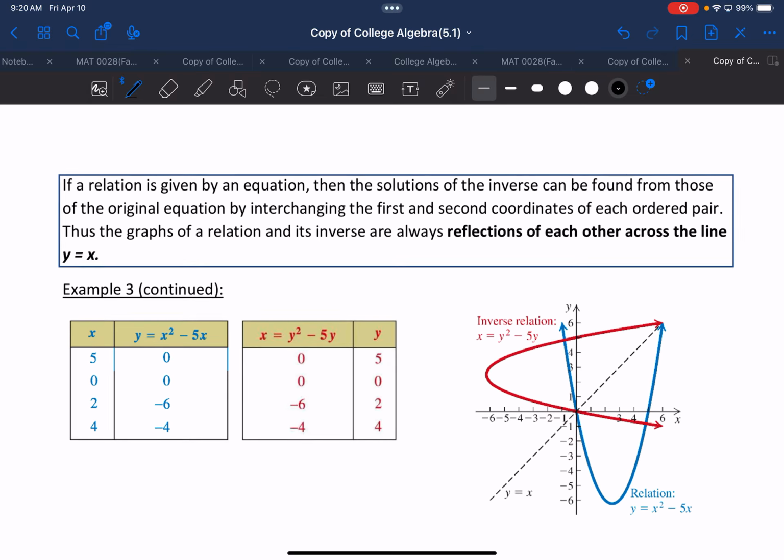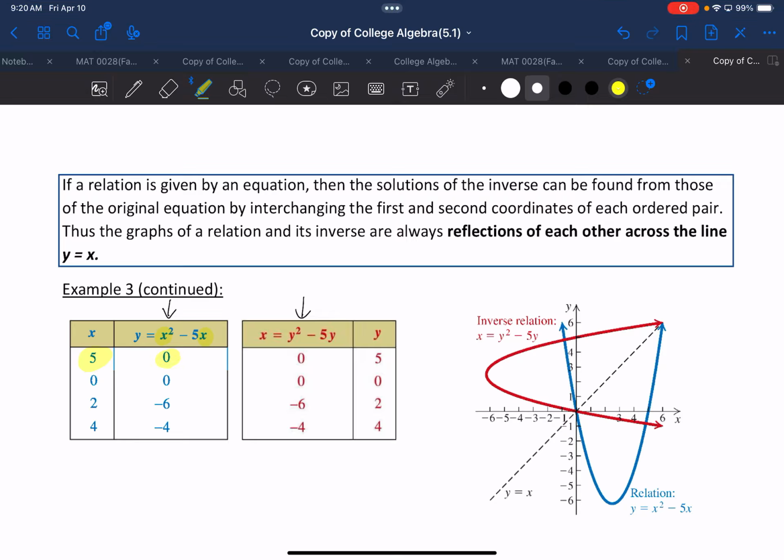Now this picture over here is using what we just did in that previous example. So this first table is the original equation we had, y equals x squared minus 5x. And then this is the inverse, where we just switch the x's and the y's. So there are a few ordered pairs on here. For example, if I plug in 5 for x into this equation, 5 squared is 25, and then minus 5 times 5 is 25 again, so that's 25 minus 25, that gives me 0.